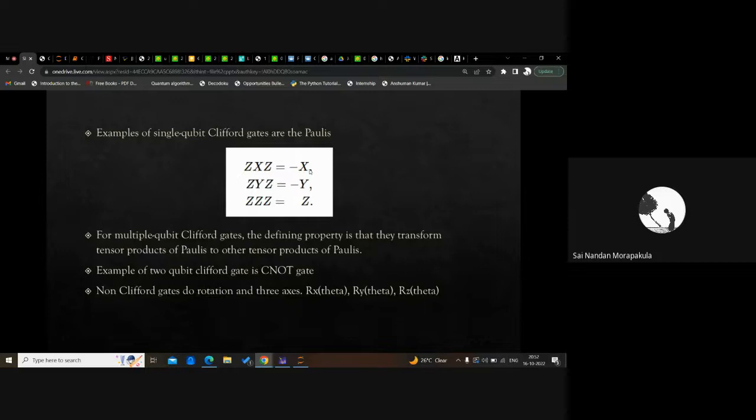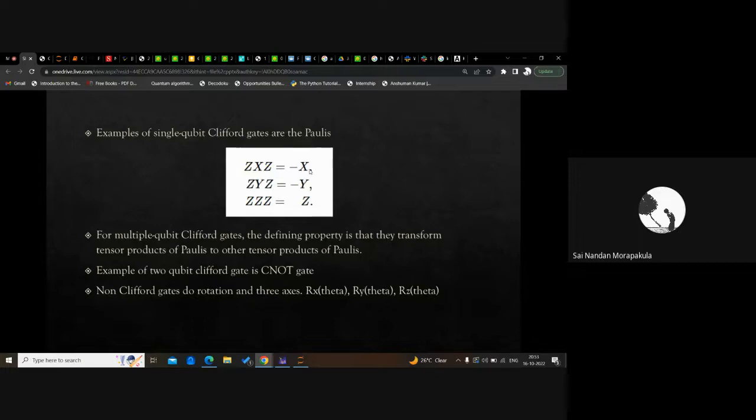Coming to the multi-qubit Clifford gates, the same thing happens with them too, but they use two qubits, and single qubit Clifford gates use only a single qubit. The best example of a two qubit Clifford gate is the CNOT gate, because it takes two qubits and transforms these Pauli states, Pauli gates, to other gates.